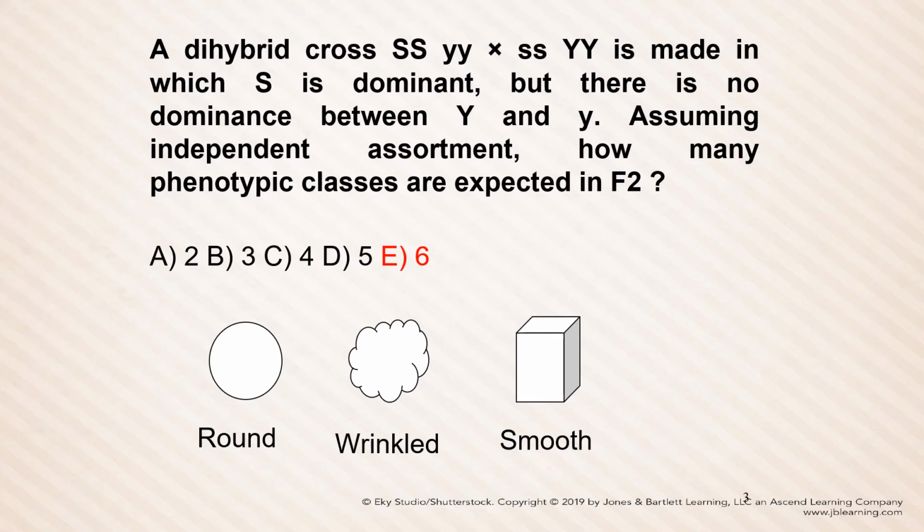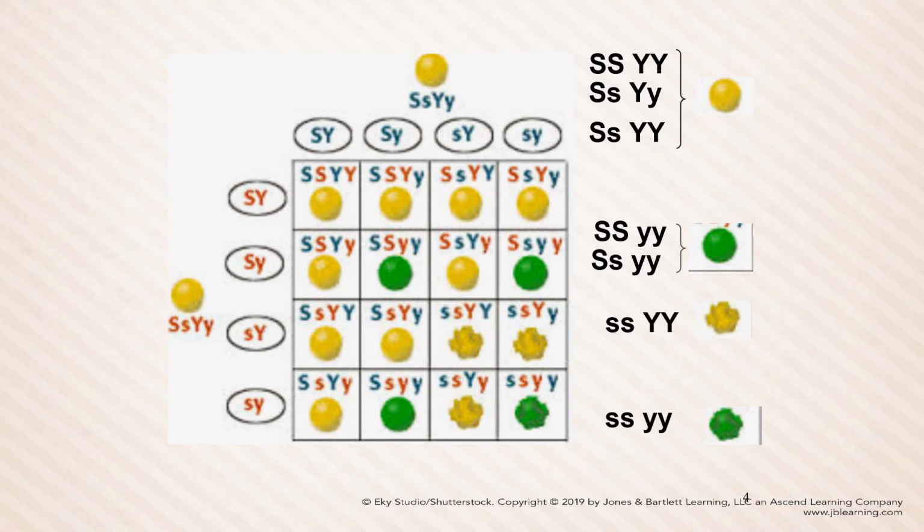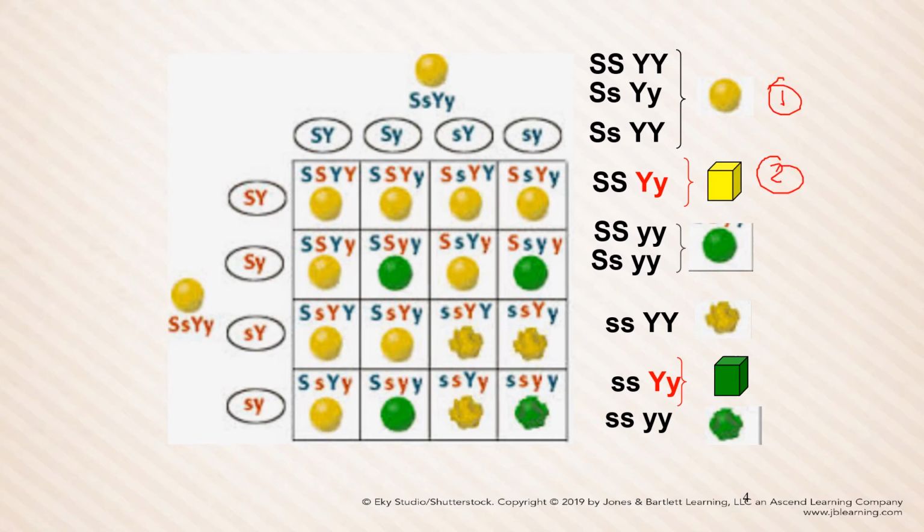There is a different degree of dominance. So in other words, you get one here and an additional here. So here you have 1, 2, 3, 4, 5, and 6 phenotypes.